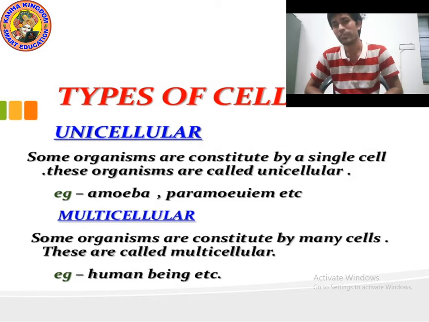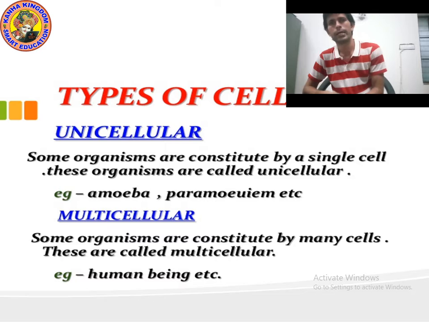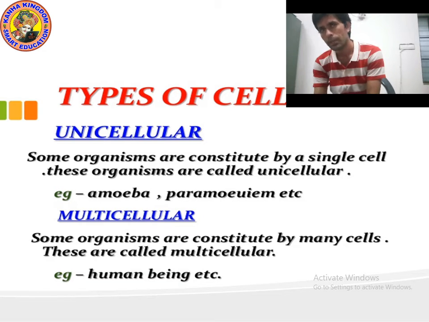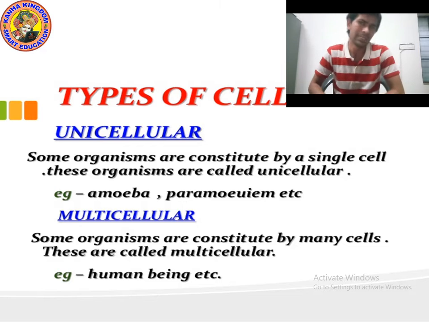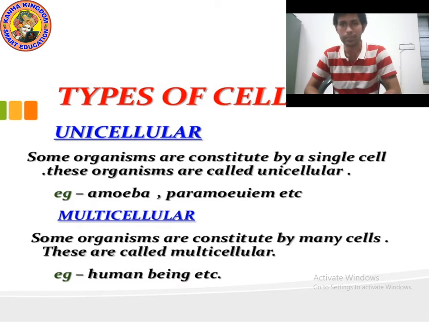There are different kinds of organisms. Some organisms have only one cell, and some have many cells. Like amoeba and paramecium have only one cell, and we human beings have many cells, uncountable. So there are two types of organisms: unicellular and multicellular. Some organisms are constituted by a single cell. These organisms are called unicellular. Which organisms are known as unicellular organisms? Those whose body is constituted by a single cell.